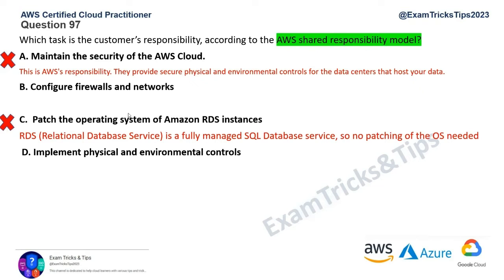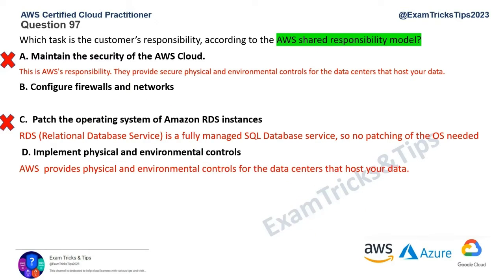So that's gone. And then the last one is also to be ruled out because it talks about implementing physical and environmental controls, which is completely AWS responsibility. And that leaves option B, which is the correct answer in this case: configuration of firewall and networks. You can get firewall and network elements from AWS, but configuring them as per your own need, providing the right level of identity and access, roles and privileges is all your responsibility.